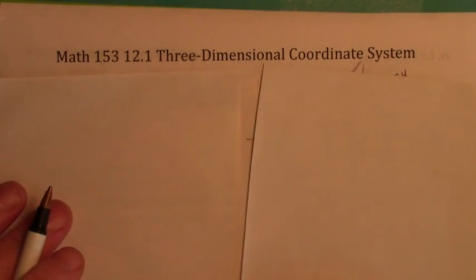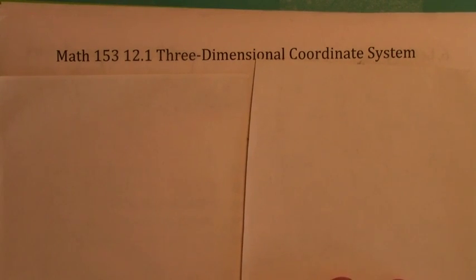Okay, in chapter 12, we're going to be working with three dimensions. It's called R3. R3 would be all the points in three dimensions. So let's get used to the three-dimensional coordinate system.